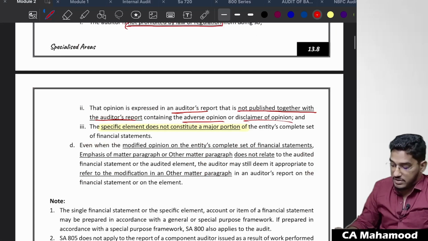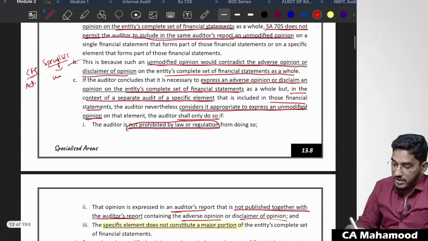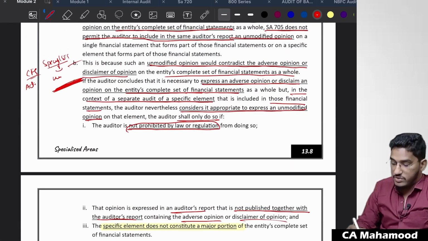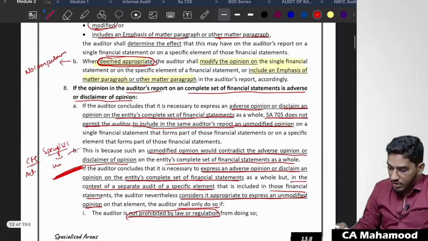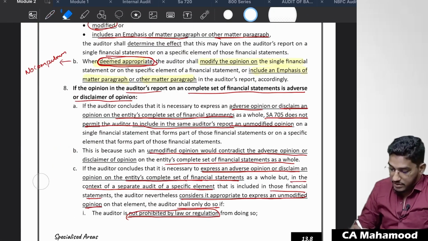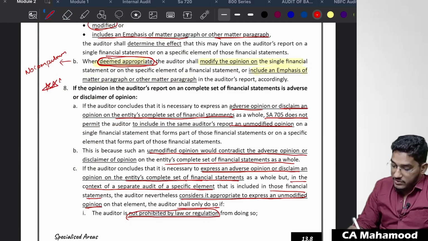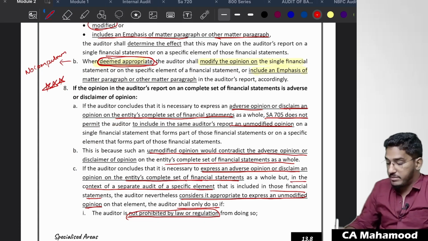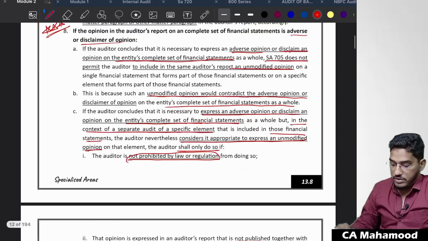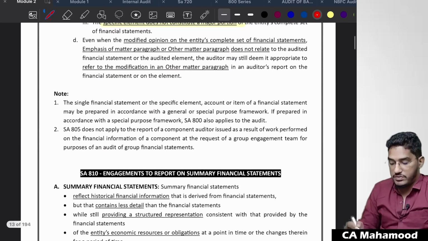From here, there is a chance of asking the question. Clear? The C point, you keep it, you mark. This is very, very important. Or mark this all together, 8th point. What will happen in case the audit report on the complete financial statements contains an adverse opinion or disclaimer? Then what are you supposed to do, what kind of action are you required to take? This 8th point is very important. From the entire standard, I will say the 8th point is very important.